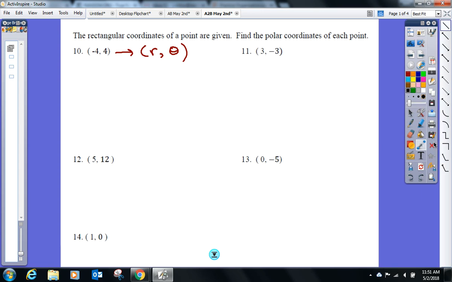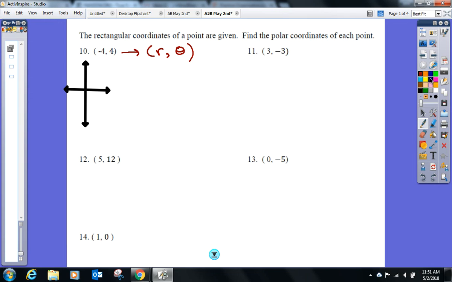Everyone do a quick sketch of where negative 4, 4 should be. Quick sketch. What quadrant are you plotting that point in? Quadrant 2, yes. So please draw an appropriate right triangle in quadrant 2. If you forgot how to do the triangles, draw your bow tie out.